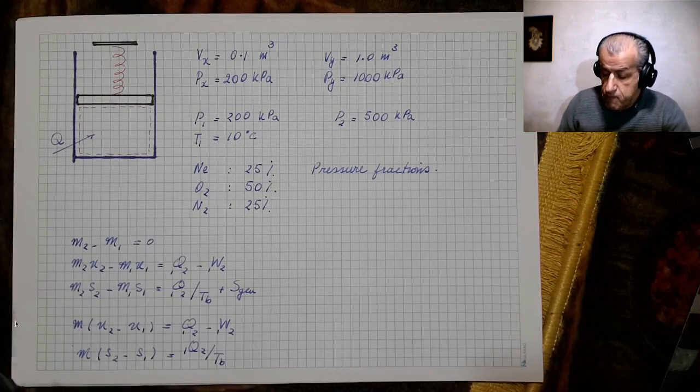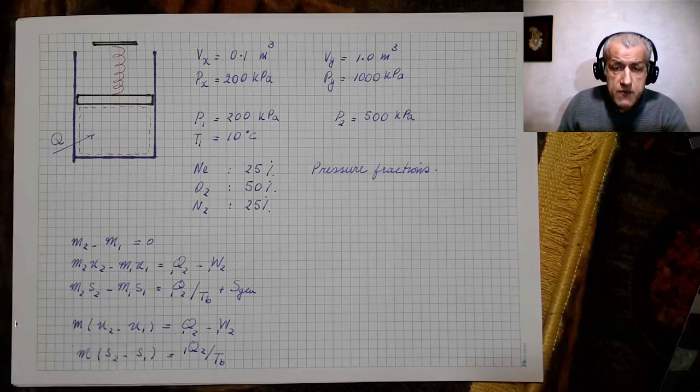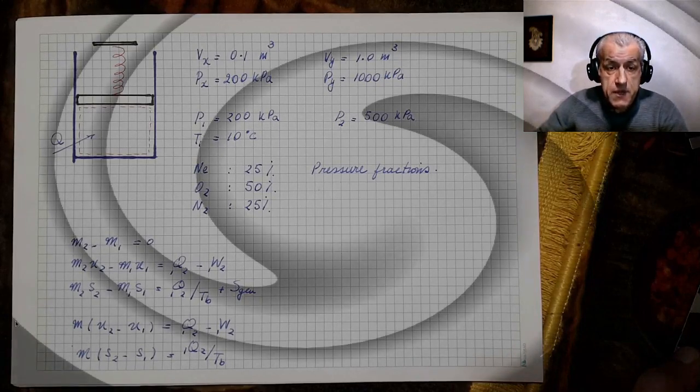TB is the boundary temperature, an equivalent for the boundary temperature, and we shall see what's the appropriate value for it during this problem.